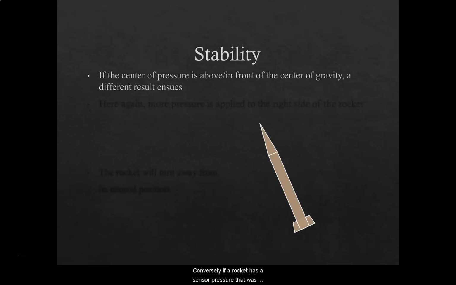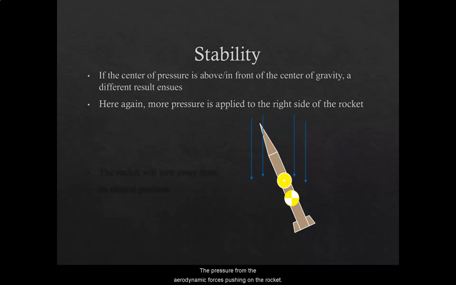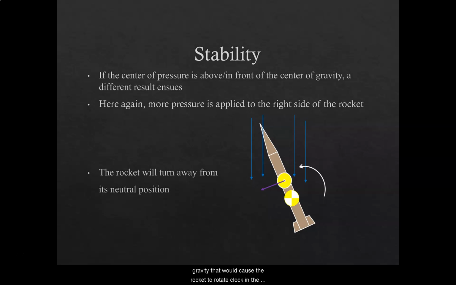Conversely, if our rocket had a center of pressure that was located above or in front of our center of gravity, we'll find that that results in a different type of stability. So here the center of pressure is indicated up here, and the center of gravity now is over here. Once again, flying through the atmosphere, the pressure from the aerodynamic forces pushing on the rocket will tend to push it to the left at the center of pressure. So we apply that force at that point, but now rotating around the center of gravity, that would cause the rocket to rotate in the counterclockwise direction. And given that that would force it to move further away from the neutral position, this is what gives rise to the instability.